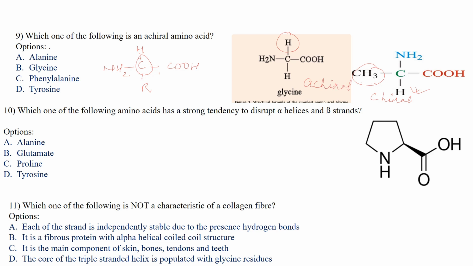So from the given options, option B, that is glycine, is the correct answer. And always remember, except glycine, all amino acids are chiral in nature. Only glycine is an achiral amino acid.